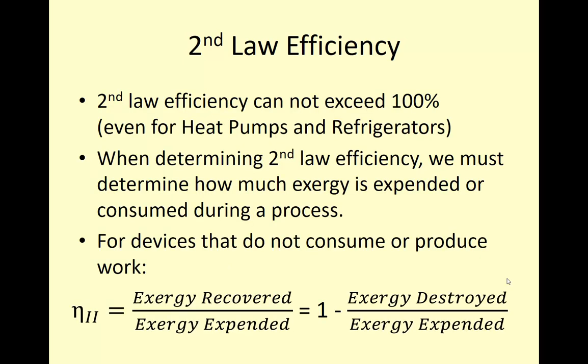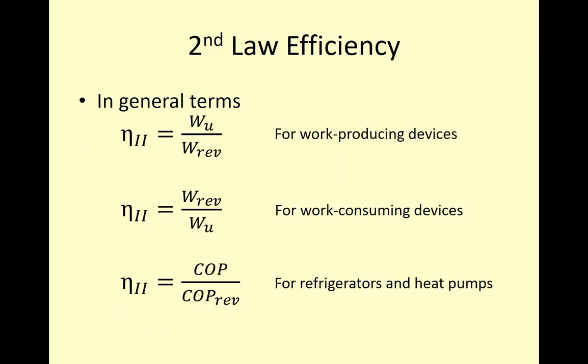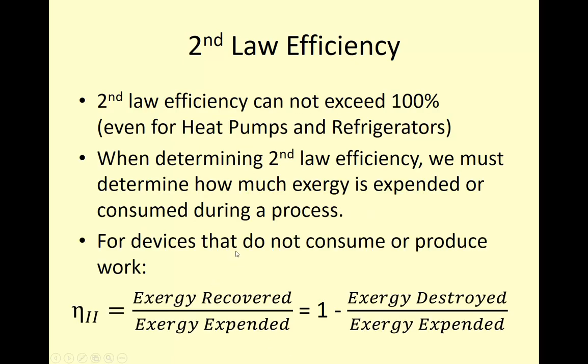The second law efficiency can never exceed 100%, and this is even true for heat pumps and refrigerators. So although a coefficient of performance can be greater than 1, when you're dividing a coefficient of performance by its reversible coefficient of performance, which is always going to be greater than our actual coefficient of performance, then you can see that this quantity should always be less than 1.